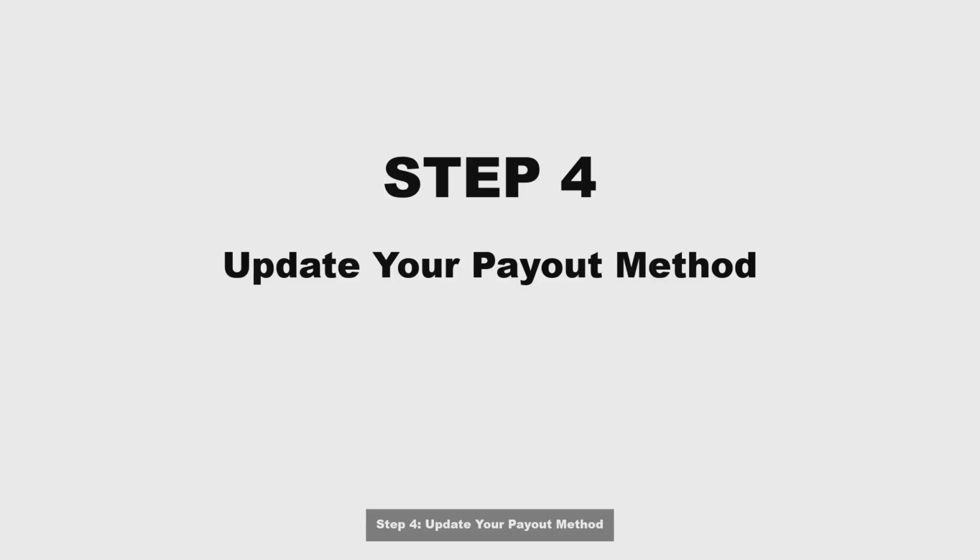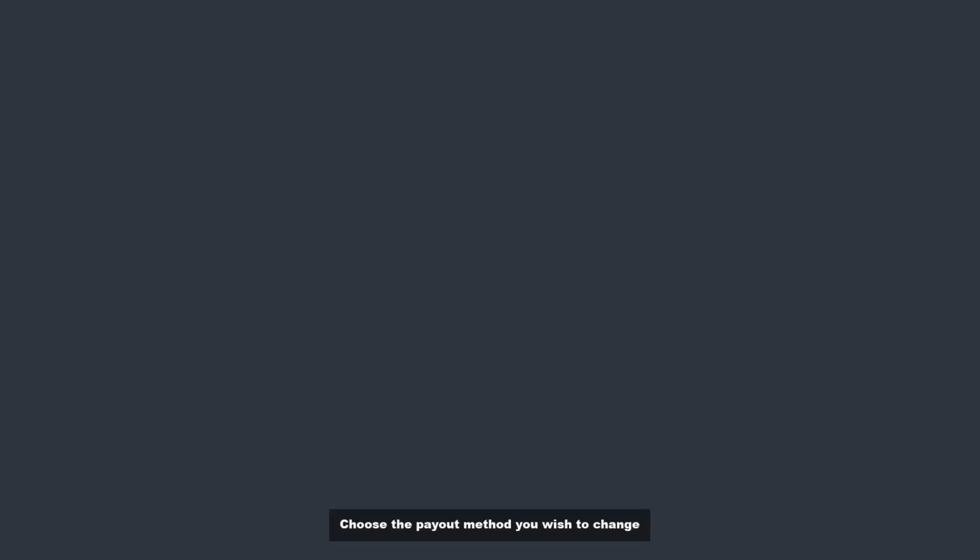Step 4. Update your payout method. Choose the payout method you wish to change or add a new one. Follow the prompts to enter the necessary information such as bank details or cryptocurrency wallet addresses, depending on your chosen method.